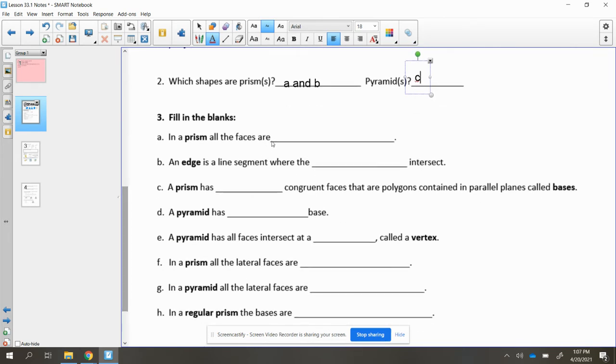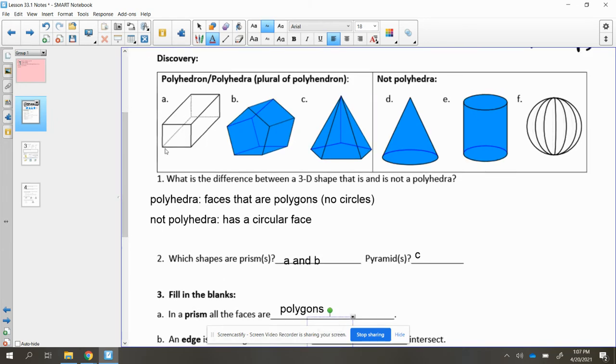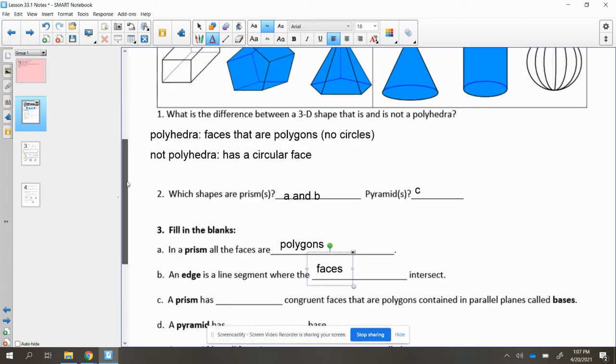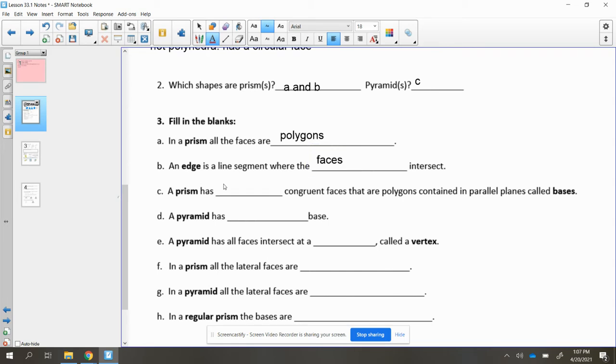Now, in a prism, all of our faces are going to be polygons. And we know that an edge is where the line segments intersect the different faces. So, for instance, up here on our prism, this would be an example of an edge. It's where our faces are meeting up. And again, those are segments. A prism has 2 congruent faces that are called the bases, and those are polygons, while a pyramid will only have 1 base.